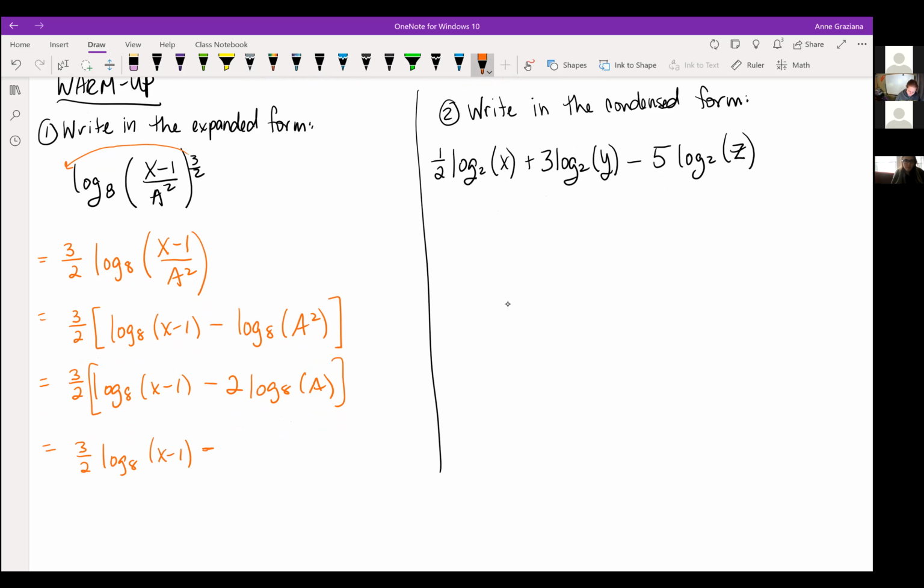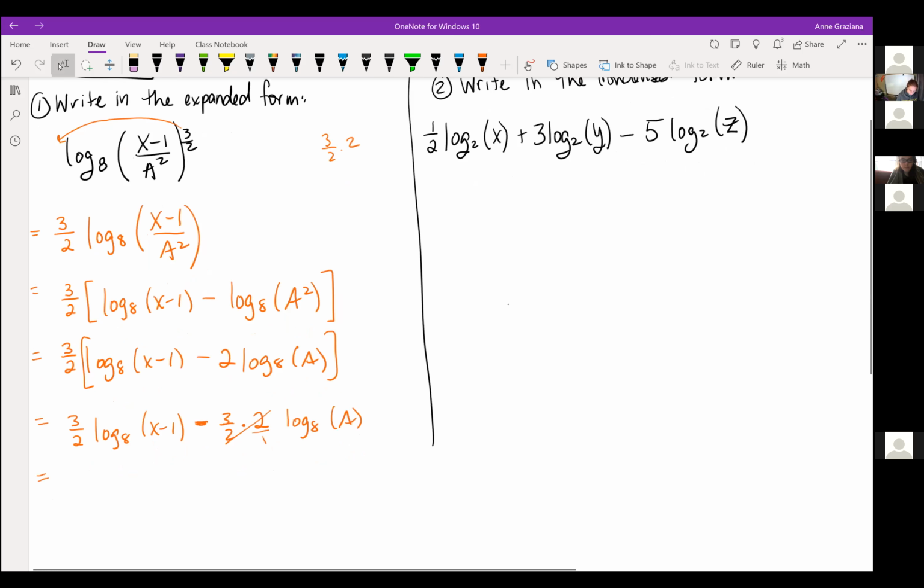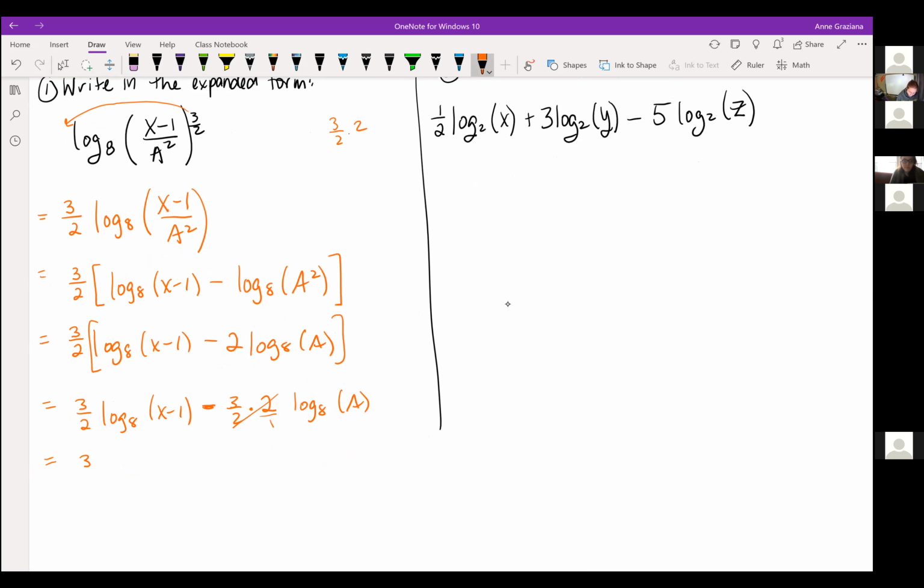What is 3/2 times 2? Would it be 6/4 or 6 or just 3? Multiply straight across, and it's 6/2 or 3. Okay, yes. So you just want to make sure you simplify that part, and this is 3/2 log base 8 of x minus 1 minus 3 times log base 8 of a, and that's the final one.